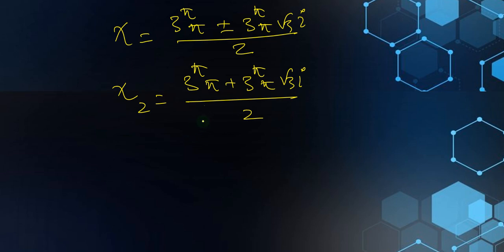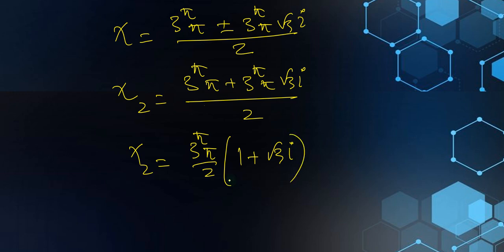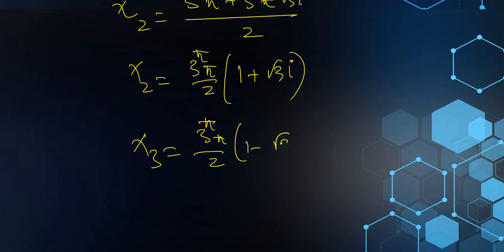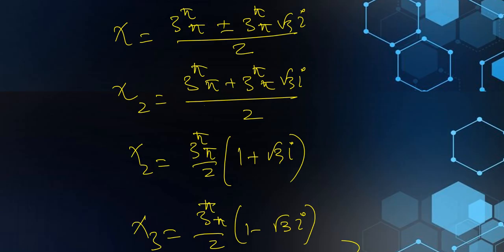Okay, which means we can simplify this, saying that our x2 is equal to 3 to the pi times pi divided by 2, which multiplies 1 plus square root of 3i. And we're just going to say that our x3 is equal to 3 to the pi times pi over 2, 1 minus square root of 3i. Okay, guys? So these are the solutions, my friends.